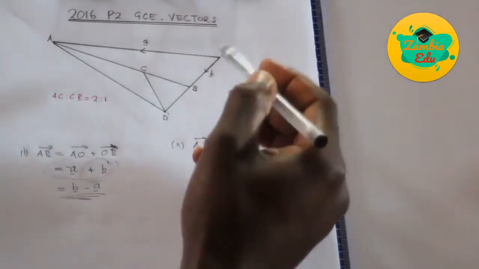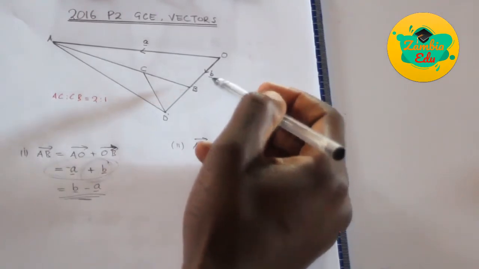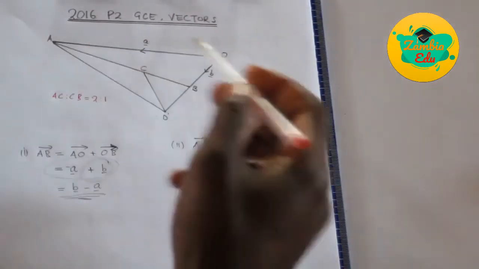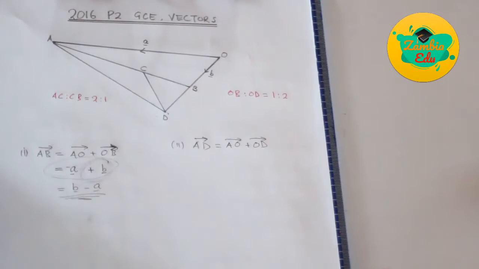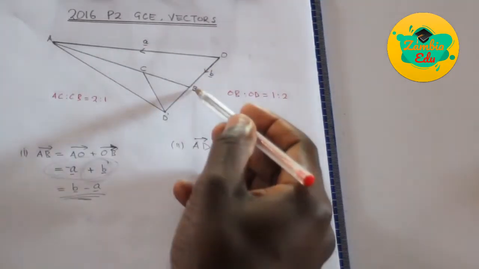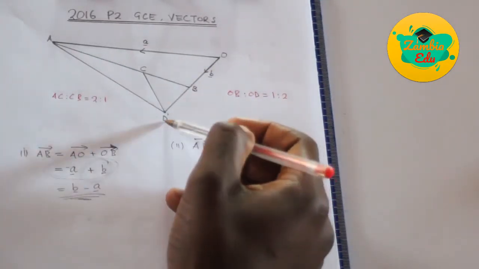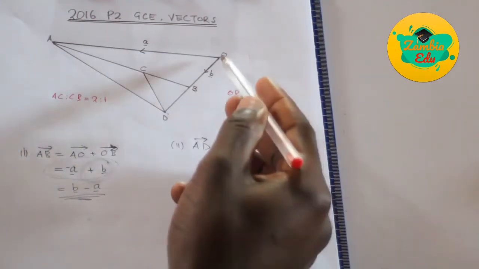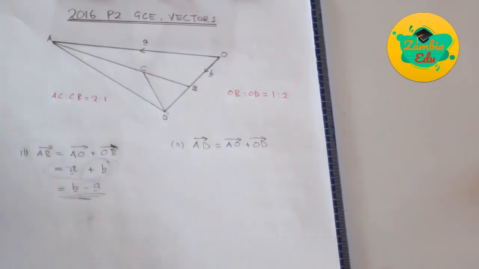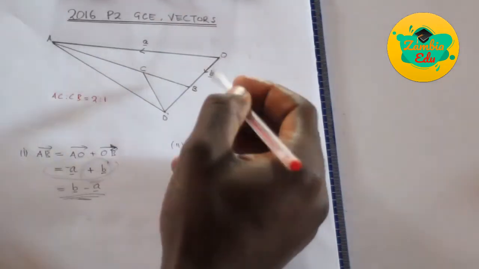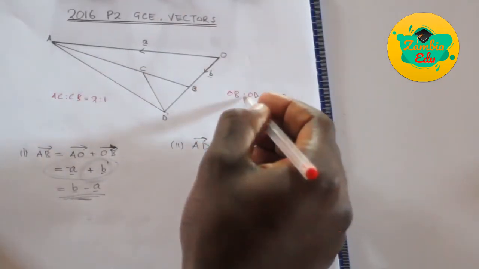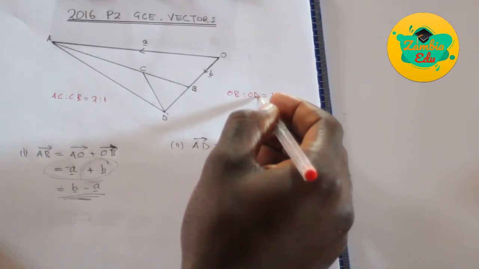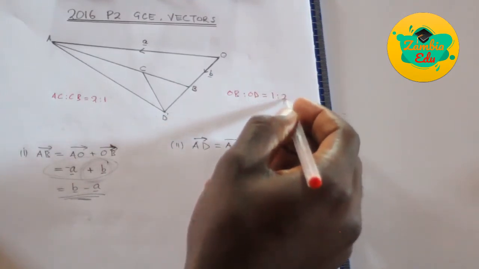However, we know that OB is equal to B. What is BD then? Because we need to know the value of BD so that we can add to have OD. However, if we go back to the top question, we have been told that OB to OD is running with the ratio 1 to 2.